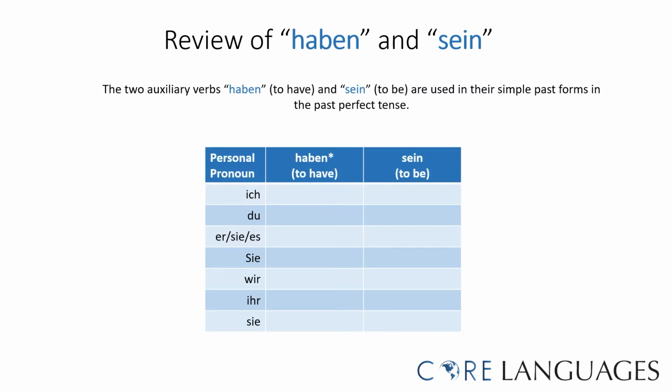Feel free to repeat. Ich hatte, du hattest, sie, es hatte, sie hatten. Wir hatten, ihr hattet, sie hatten. Ich war, du warst, sie, es war. Sie waren, wir waren, ihr wart, sie waren.